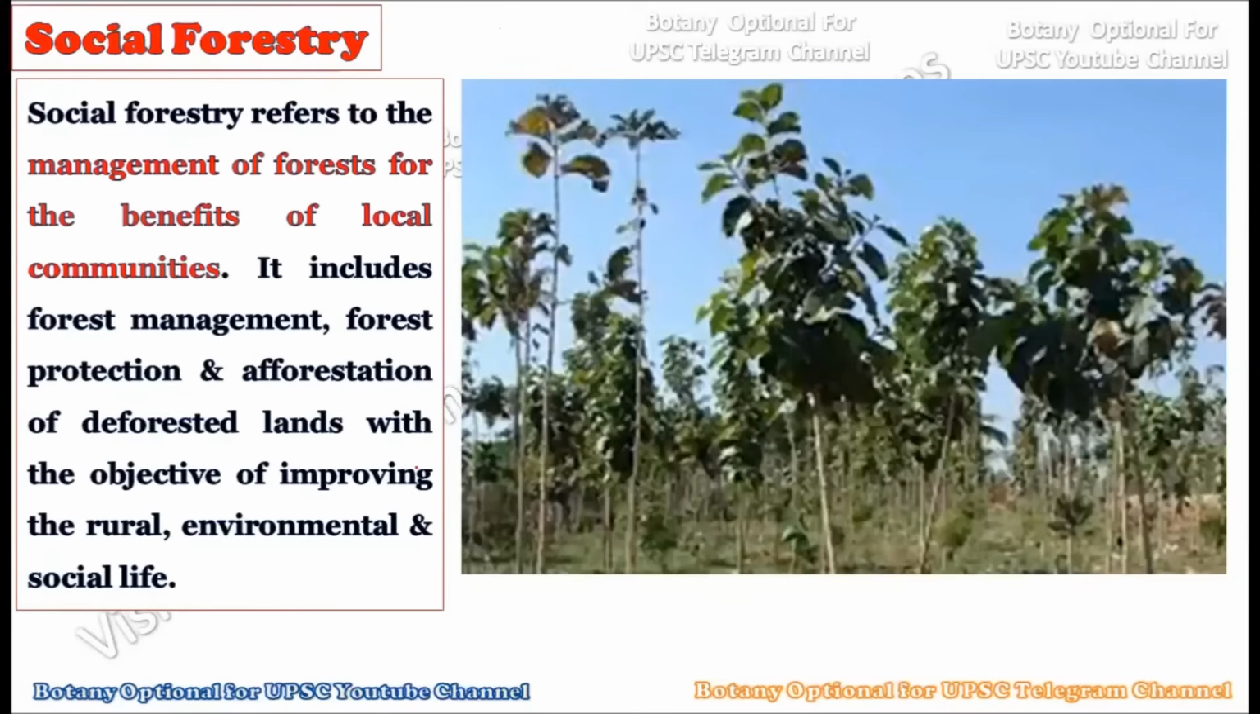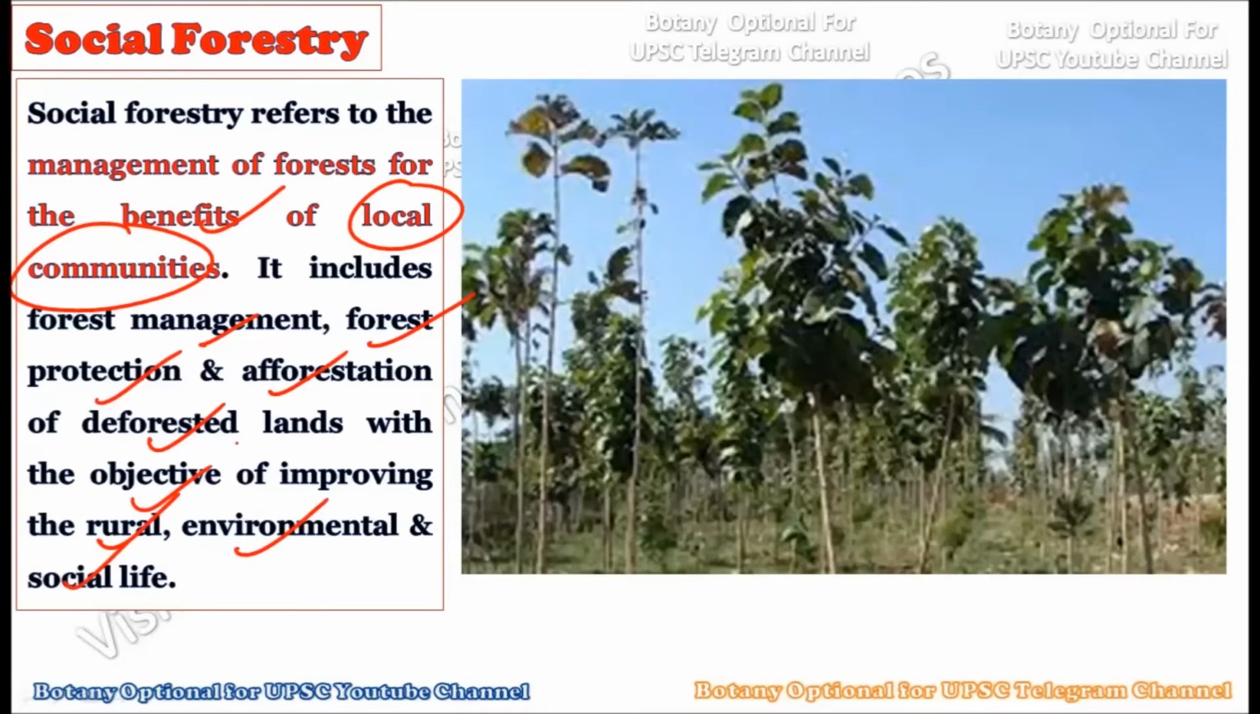So let us consider the first introductory point: social forestry refers to the management of forest for the benefit of local communities. Literally, the local communities, the people in the community, are typically connected with social forestry, and that is why we use the term social. It is the management of forest for the benefit of local communities or local people. It includes forest management, forest protection, and afforestation of deforested lands with the objective of improving rural, environmental and social life.